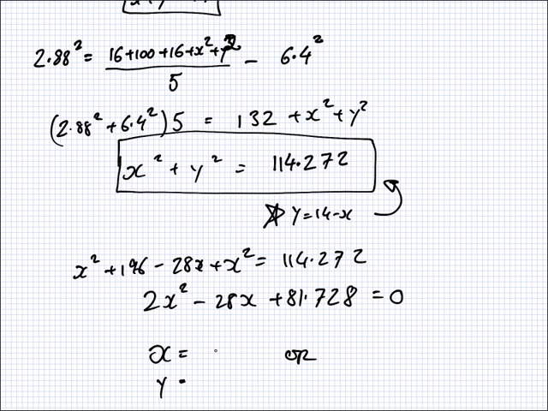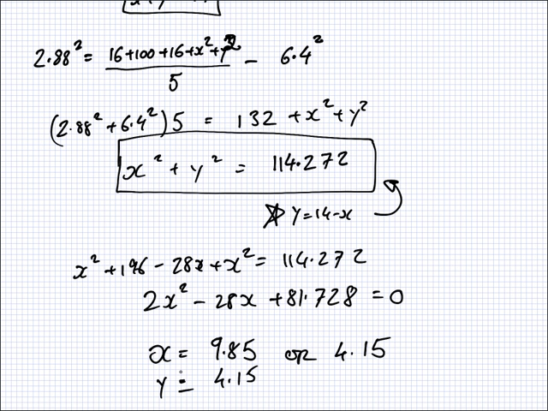175. What's the first answer? 175 plus 3. Give it to me as a decimal. 9.85, or 4.15. And if you sub 9.85 into this, you'll get 4.15.